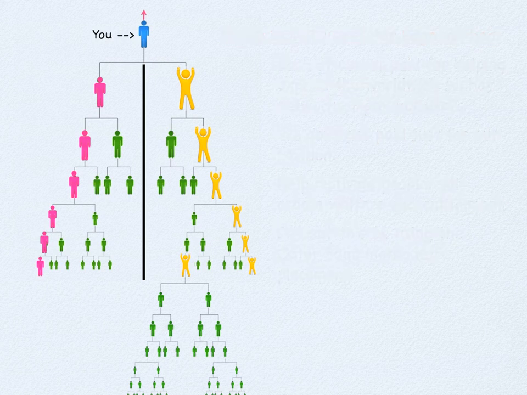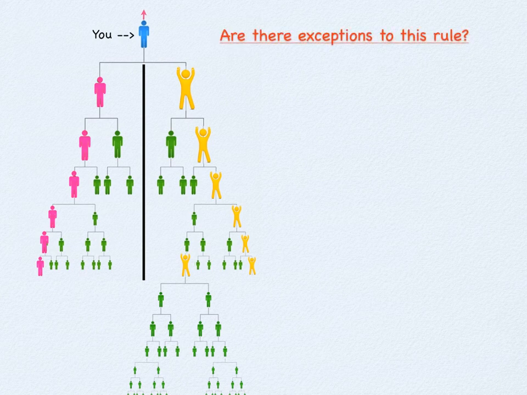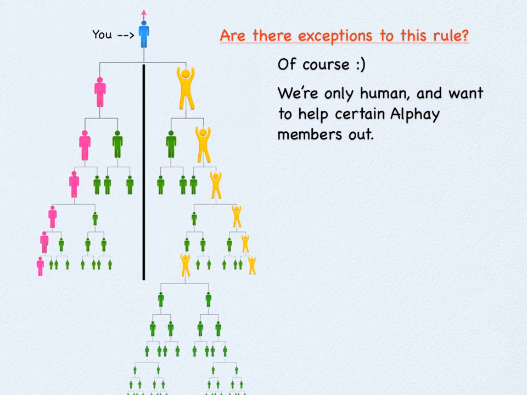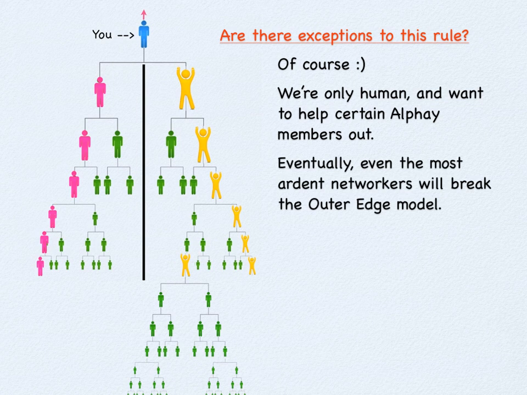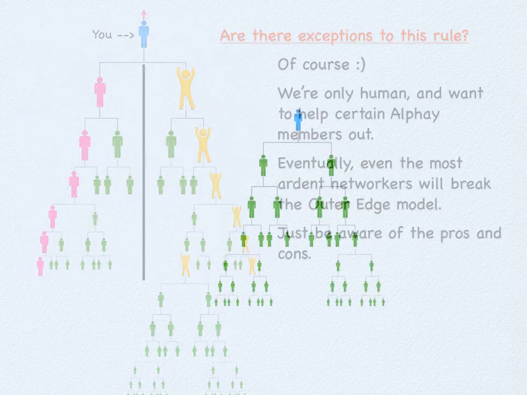So are there exceptions to this rule? Of course. And, we're only human, and we always want to end up helping certain Alpha members out. So eventually, even the most ardent networkers are going to break the outer edge model. And that's just the nature of it, especially when you're in this 5, 10, 15 years. You'll see it's really tough to stay in that all the time. Just become aware of the pros and the cons of this outer edge method.